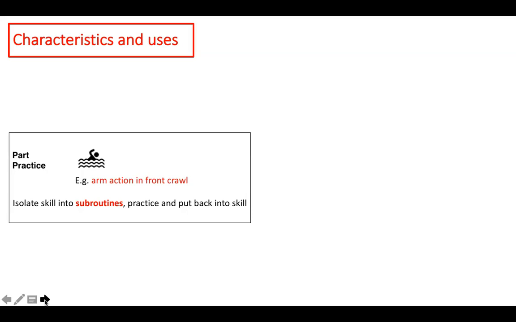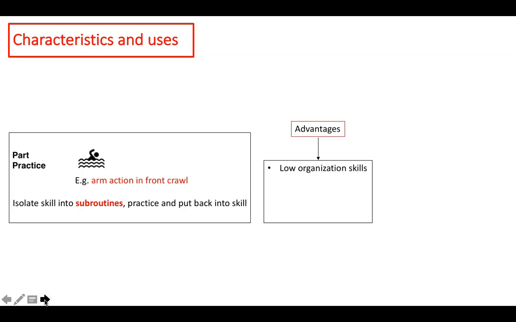the type of classification of skill part practice is going to be good for, and the ability of the performer, are going to be low organisation skills. Remember, low organisation skills can easily be split up into subroutines. Part practice is isolating skills into subroutines. So low organisational skills are going to be brilliant for part practice. What else? We're going to have serial skills. Remember, serial skills are several subroutines joined together. So again, it's about subroutines.